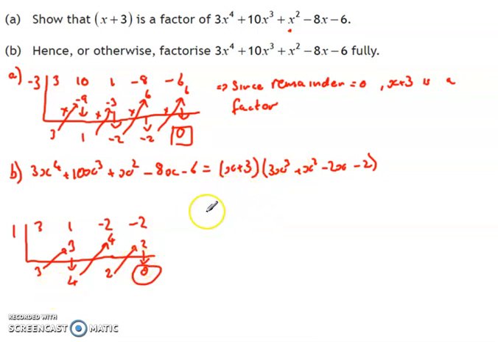So I can then take it on one more step. And I'll have x plus 3, x, now remember x is equal to 1, so it's x minus 1 here in the bracket, and I've then got 3x squared plus 4x plus 2. So now I've got to that stage there where I'm at this point.